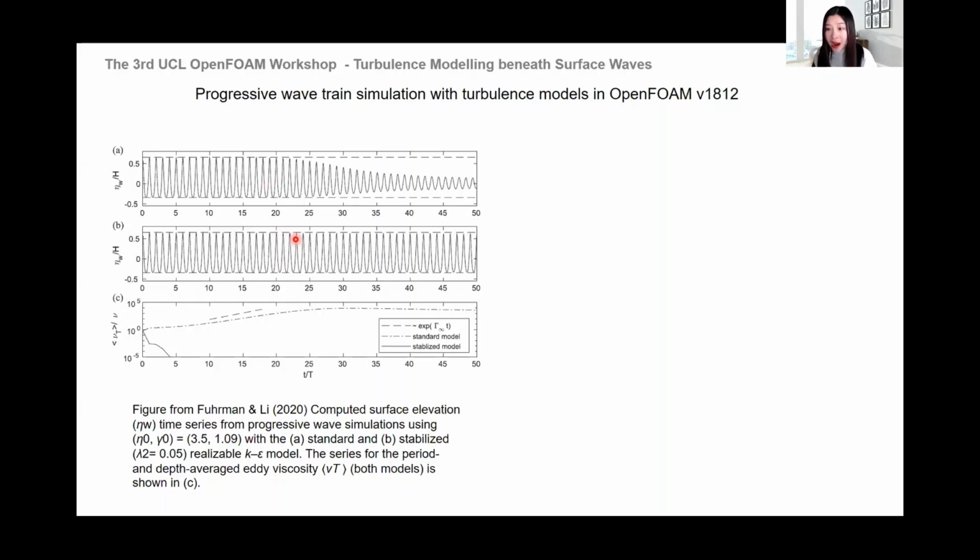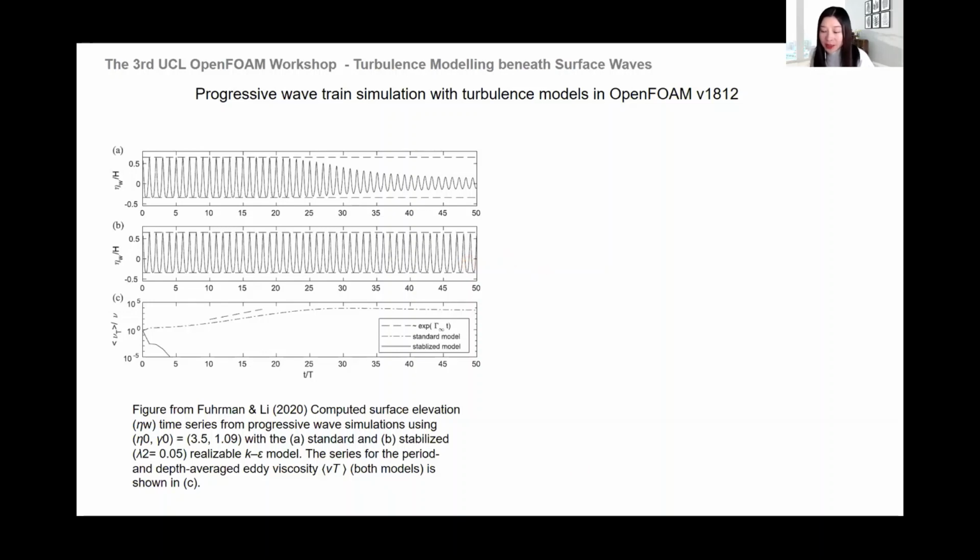Here, A and B are the wave elevations. And for this case, the initial condition falls into the unstable zone for realizable K epsilon model. And you can see if we use the standard realizable K epsilon model, the wave elevation will decay after about 20 to 25 wave periods. This is because the turbulence is increasing unphysically, and this part of the energy is taken from the wave, so it decays the wave elevation. With stabilization in B here, the waves are stably propagating.